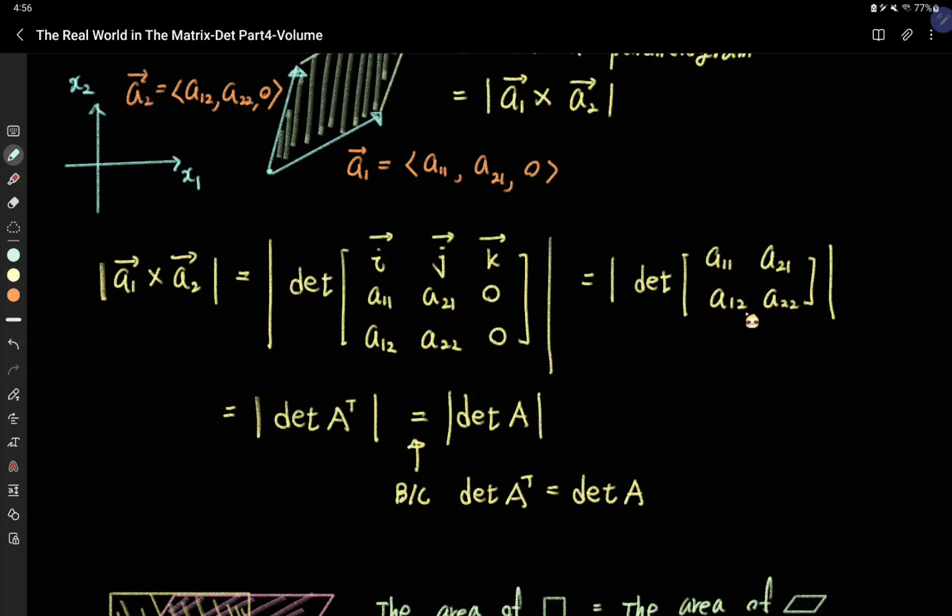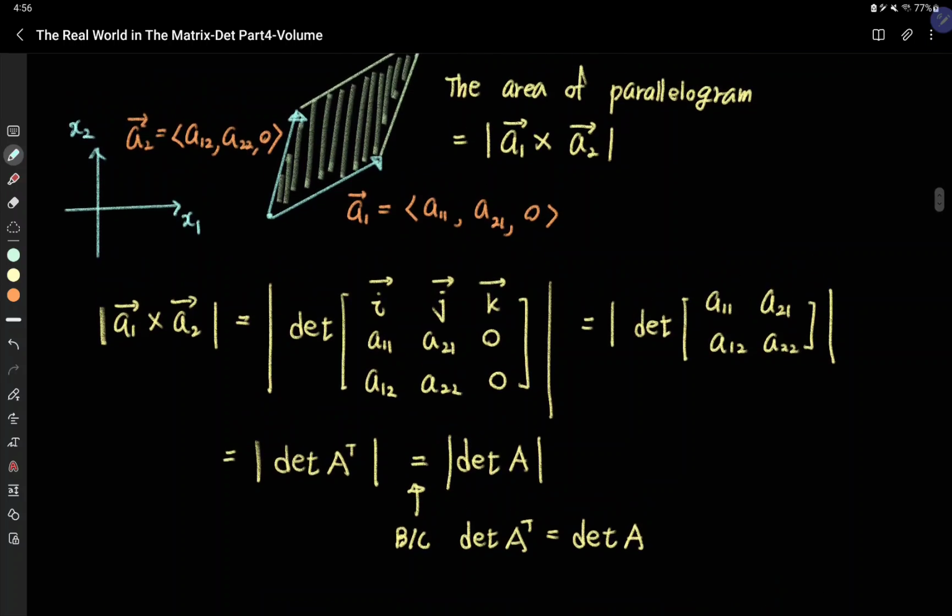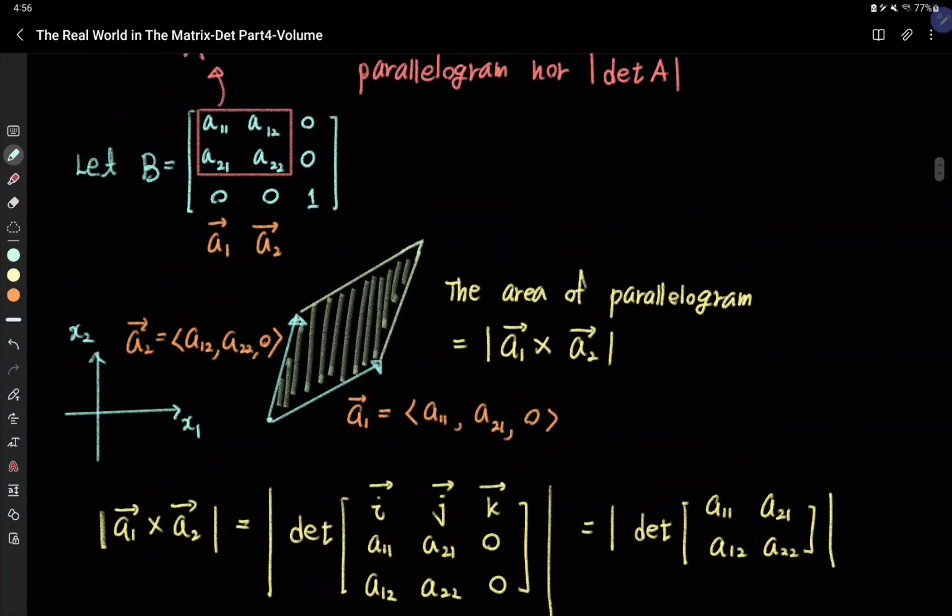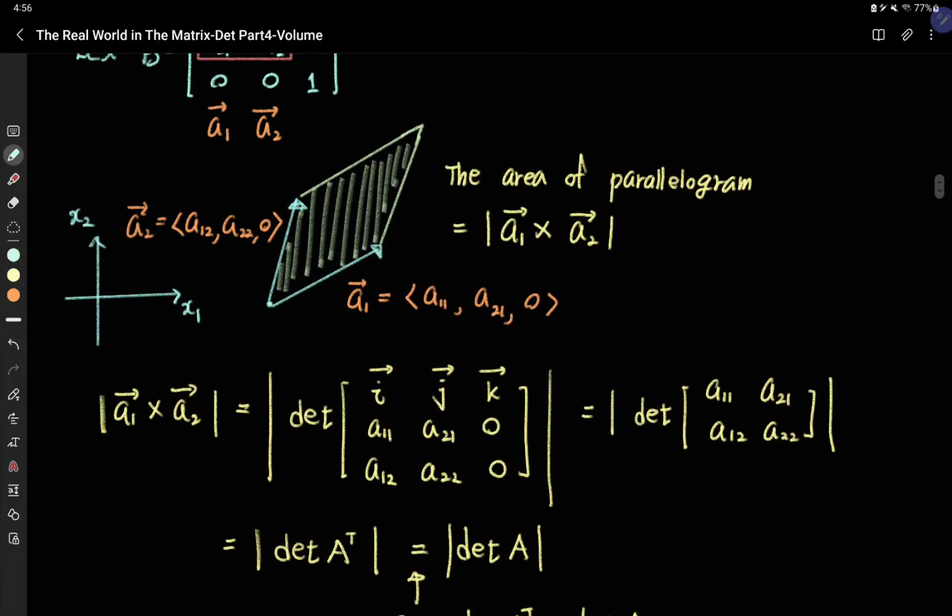That determinant will be left over, right? Then that is equal to the determinant of A transpose, but the determinant of A transpose is equal to the determinant of A. Okay, so now you see that the magnitude of the cross product is equal to the absolute value of the determinant of A, right? You see that? That's why the area of the parallelogram is equal to the absolute value of the determinant of A.